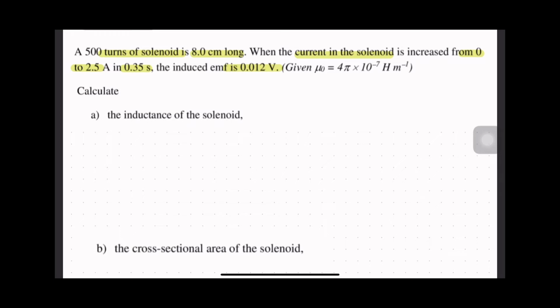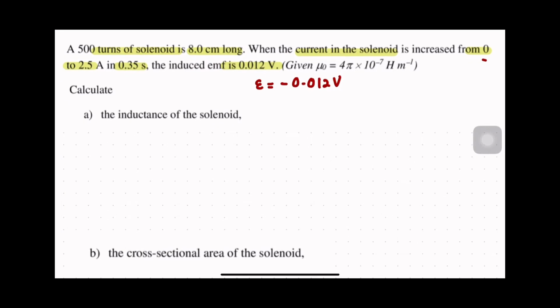Jadi awak tahu dekat sini, kalau mengalami increasing of current, maka to oppose this increasing of current, induced EMF akan negatif. Yang tu kamu kena tahu. So negatif maksudnya negatif 0.012 volt, sebab dia berlaku increasing of current. To oppose this increasing of current, induced EMF kena negatif.